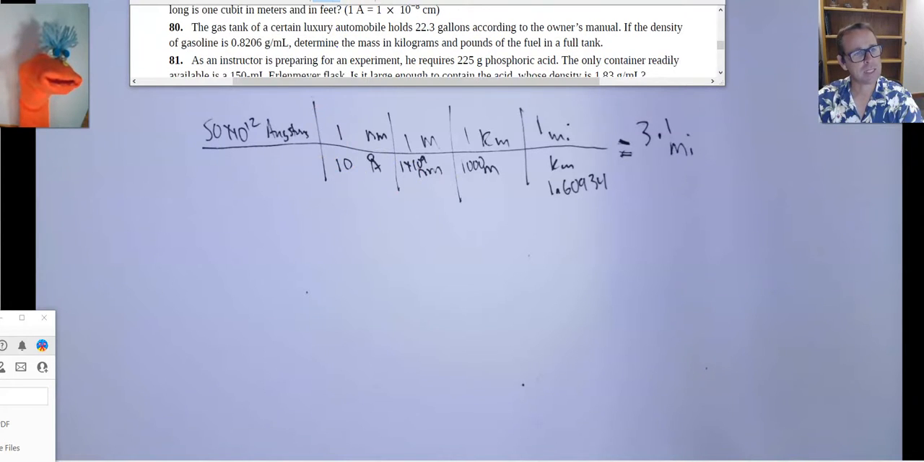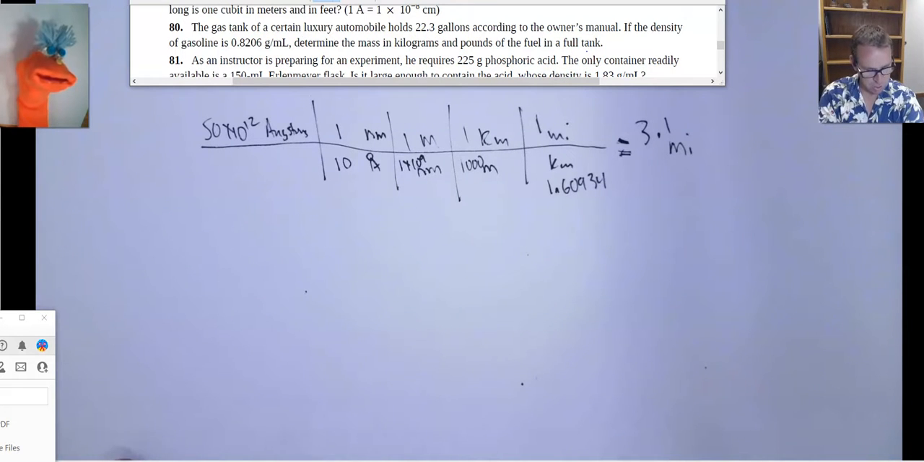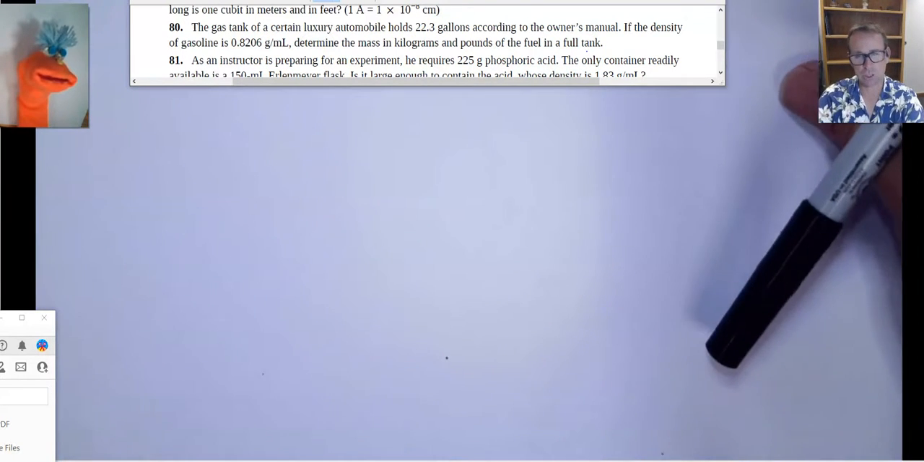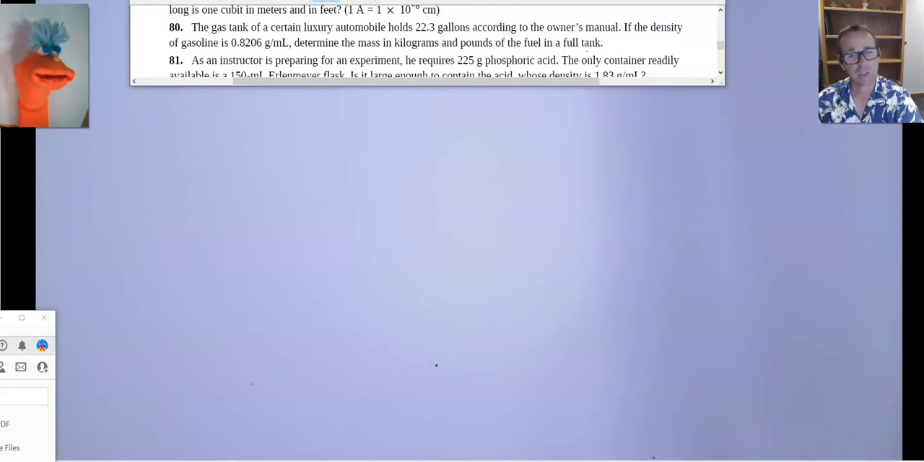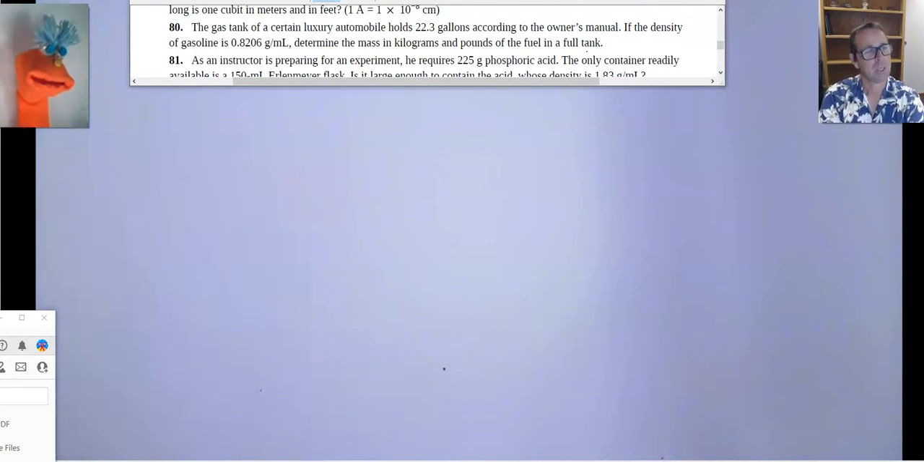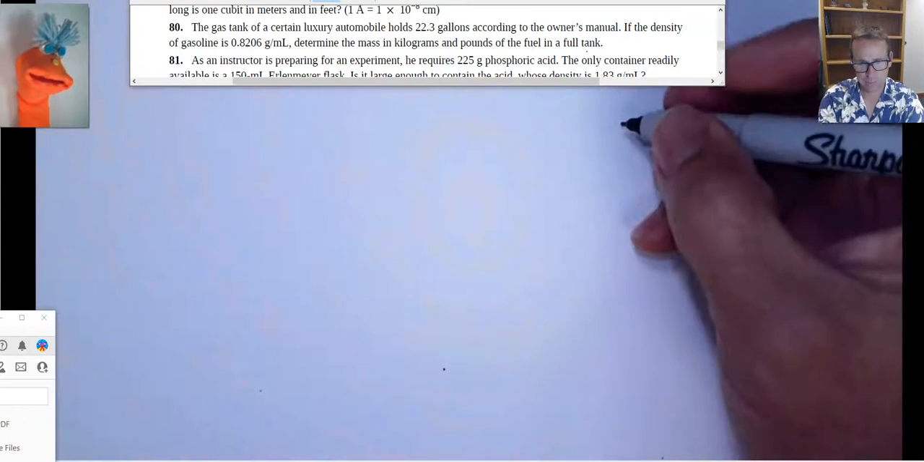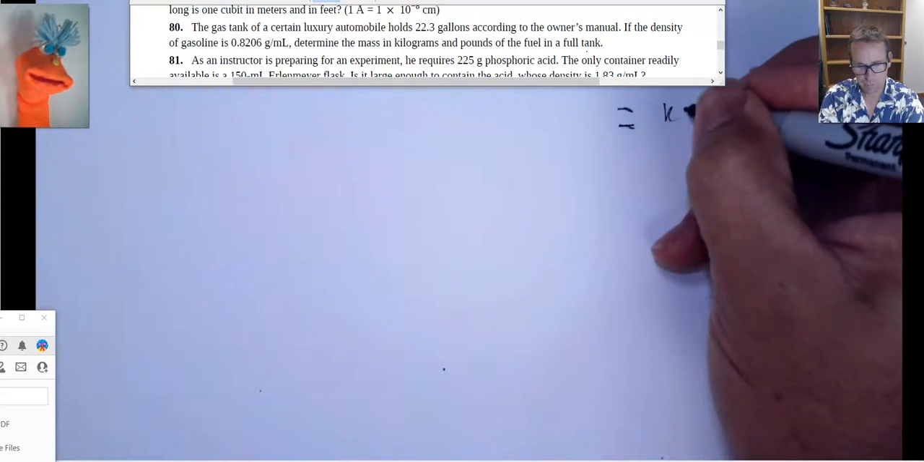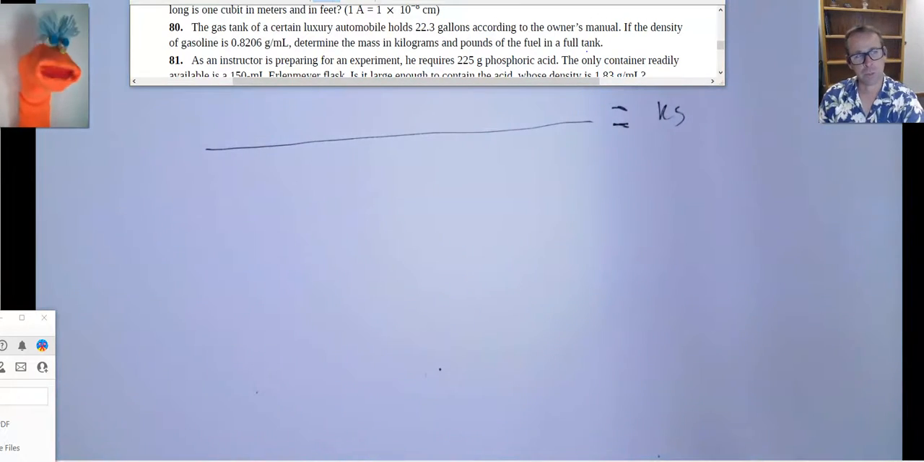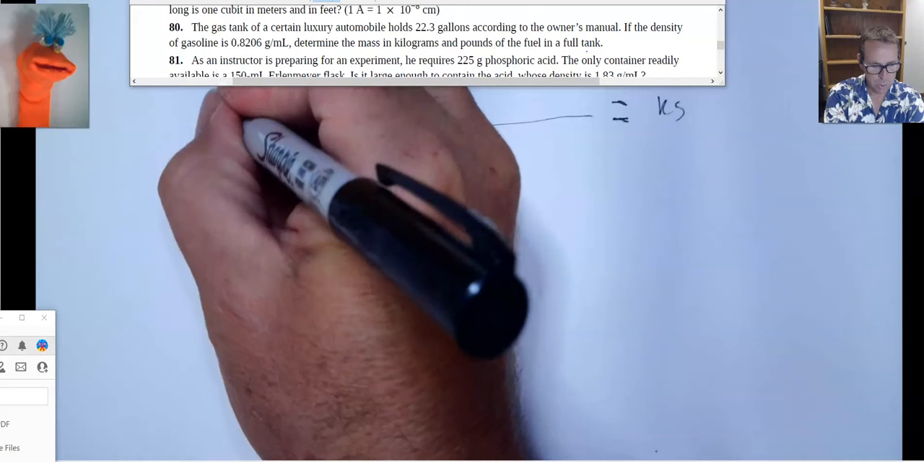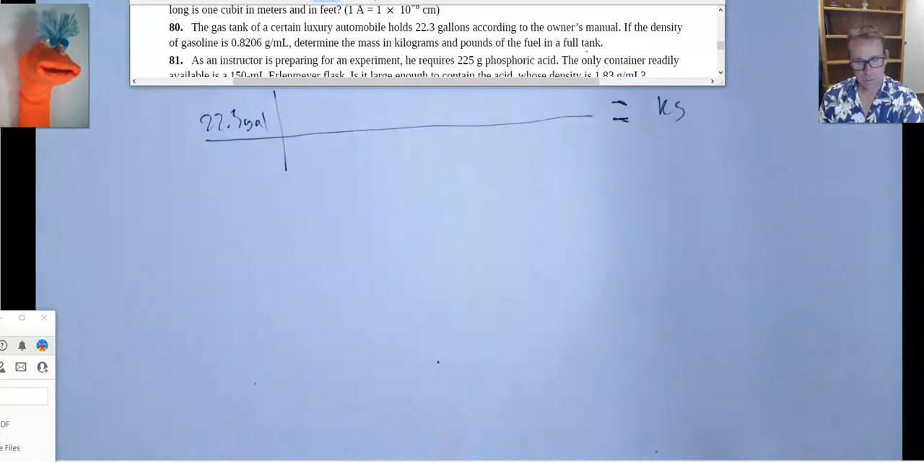Okay. So number 80, the gas tank of a certain luxury automobile holds that many gallons. The density of gasoline is that much. What's the mass in kilograms that can be found in the tank? Okay, so now we move on to using densities in conversions, which is pretty much the same thing we've been doing. I want kilograms, and I'm starting with 22.3 gallons.